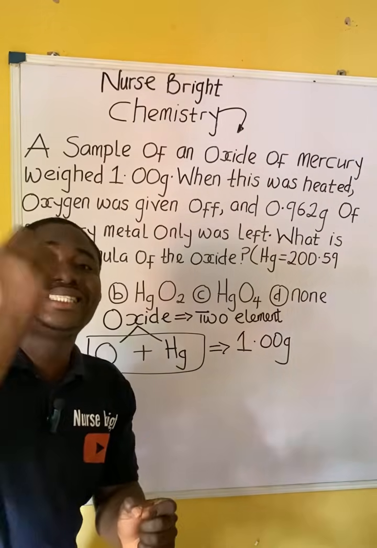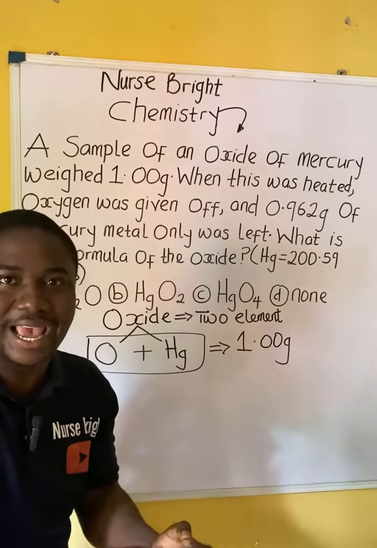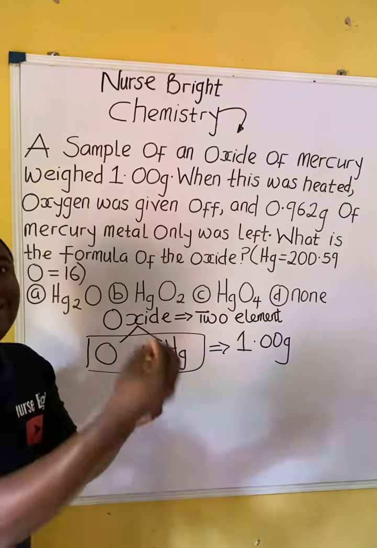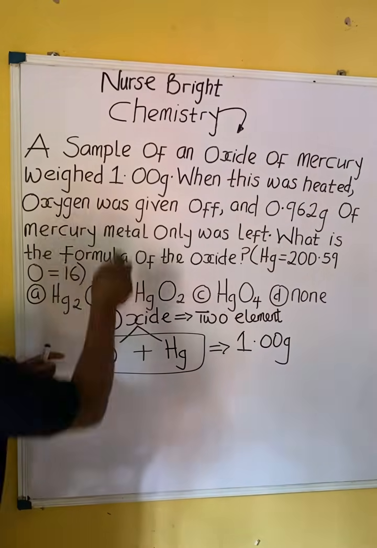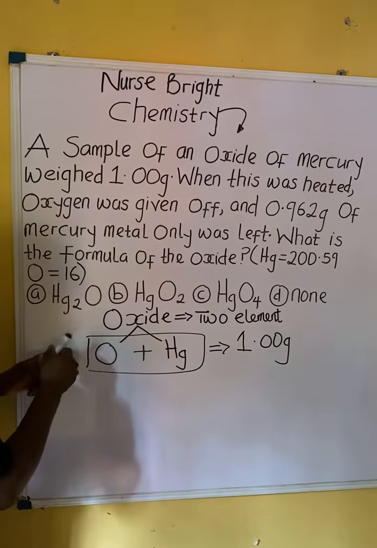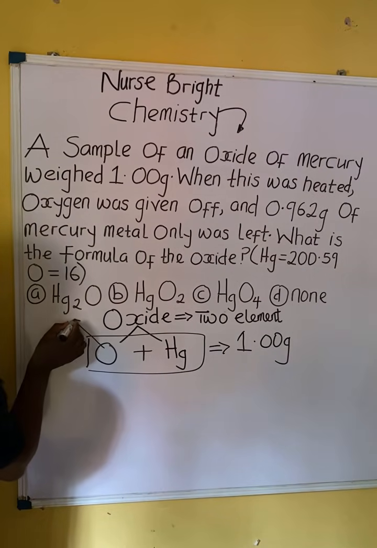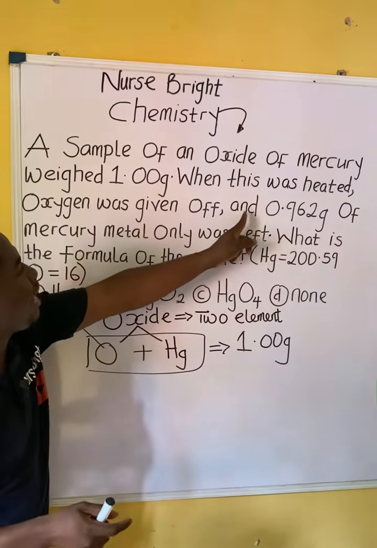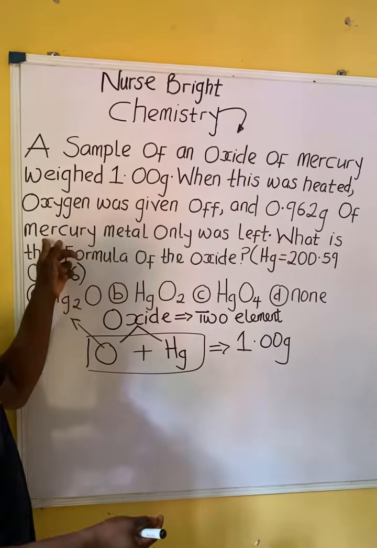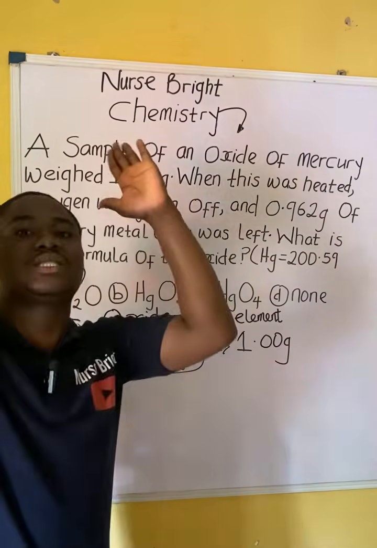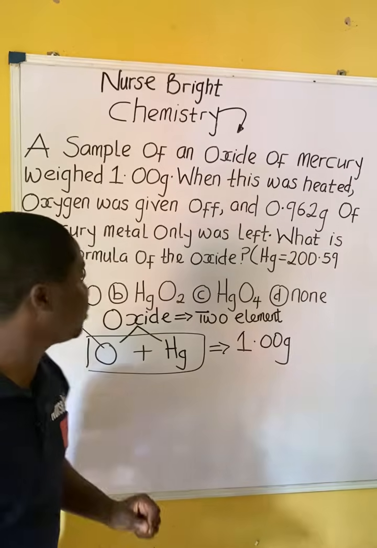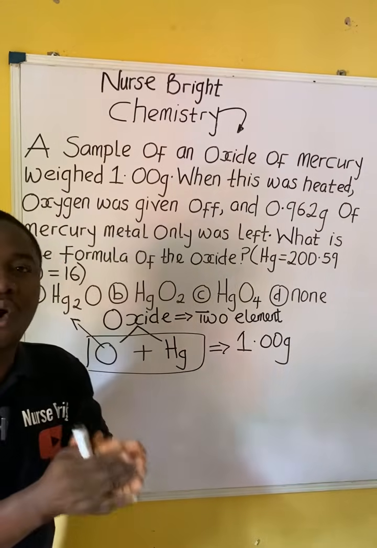Now, they said something very key. They said, when this oxide was heated, heat was applied, they heated the oxide, oxygen was given off. Oxygen you are looking at was what? Given off. And 0.962 grams of mercury metal only was left. The question now says, what is the formula of the oxide?